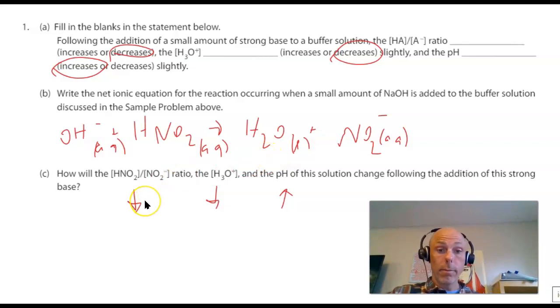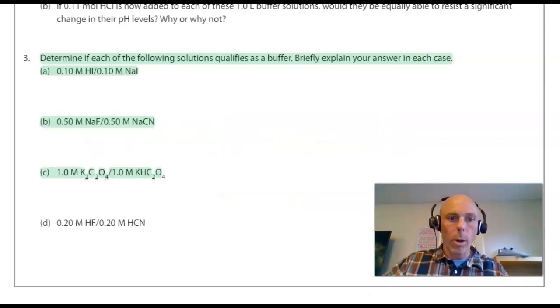Meanwhile, if that happens, the ratio of acid to base will fall because we're turning some acid into base. The hydronium will also fall because those are directly proportional, causing the pH to go up. Well done, folks.